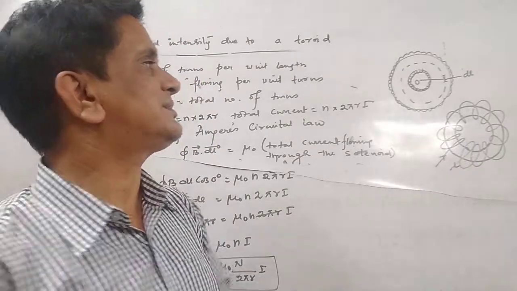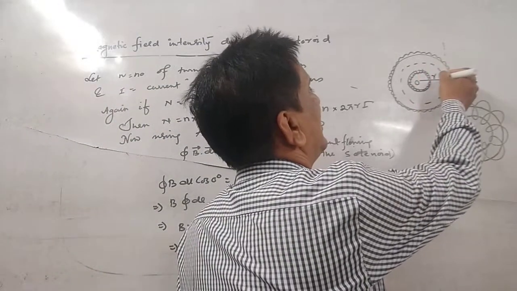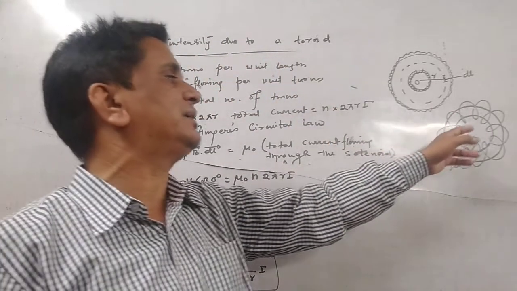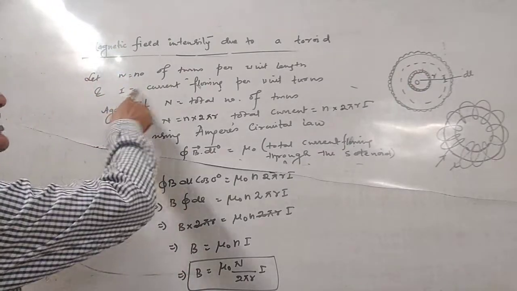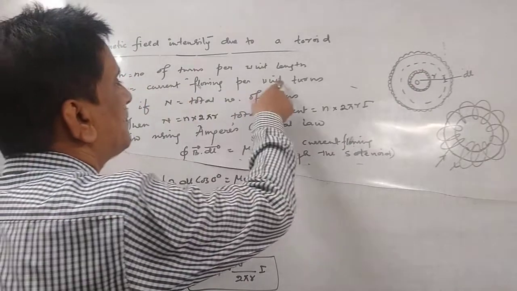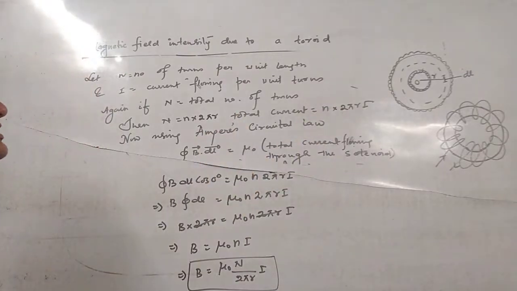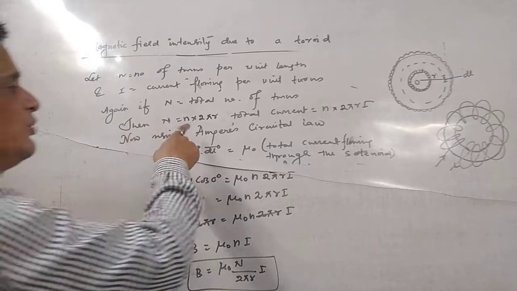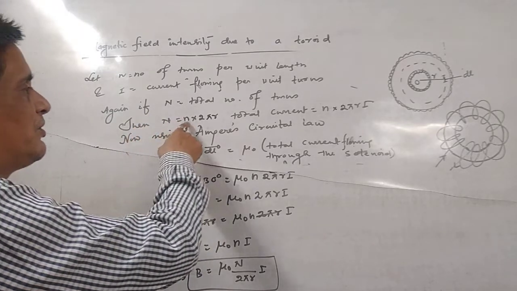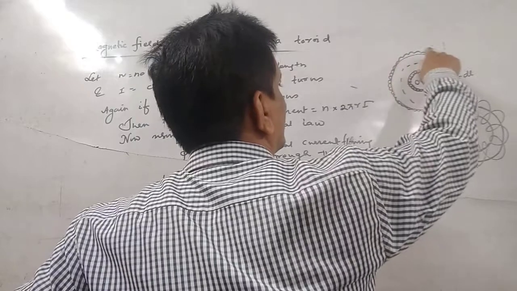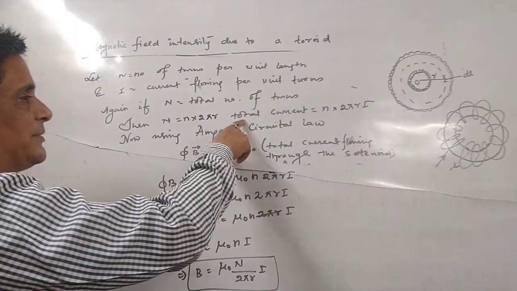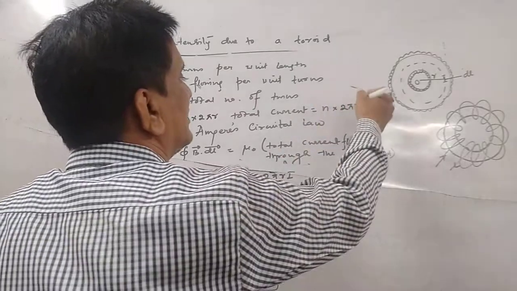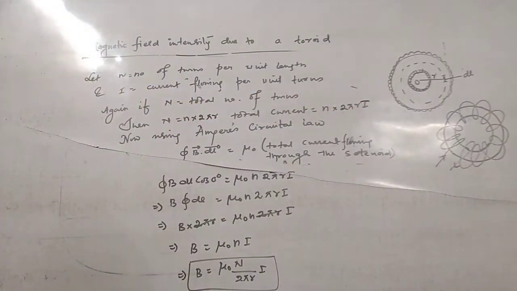So let us take one such circle having radius r, and we have assumed that there are n number of turns per unit length through which current I is flowing. In unit turns, current I is flowing. And if the total number of turns is capital N, then capital N equals small n into 2 pi r, because we have taken the radius as small r. The total current is N into 2 pi r into I, because we have told earlier that I is the current flowing per unit turn.